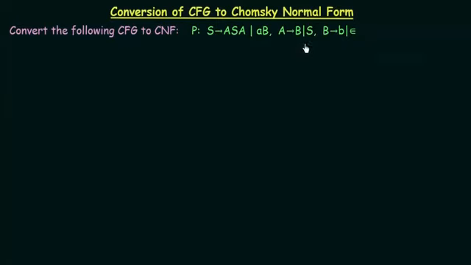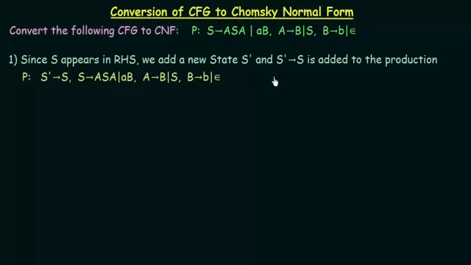So let's go to step number 1. So in step number 1, what we have to do is we have to check if S is appearing in the right hand side of any productions. So we see that here S is appearing in the right hand side, even here S is appearing in the right hand side. So in that case, what we have to do is we add a new state S dash and we create a new production S dash gives S. So our new production will look like this. We have created a new state S dash and we have created a production which says S dash gives S, and then the remaining things will be the same. So that is how we perform the first step.